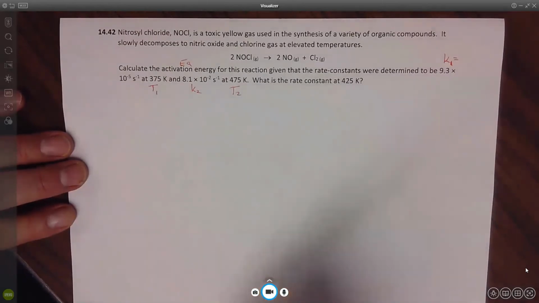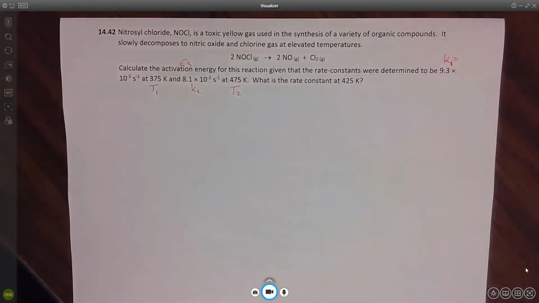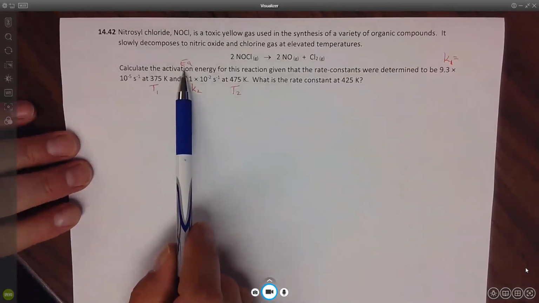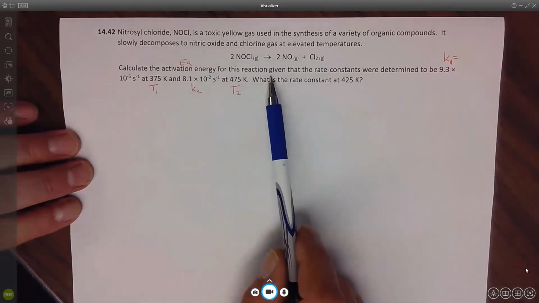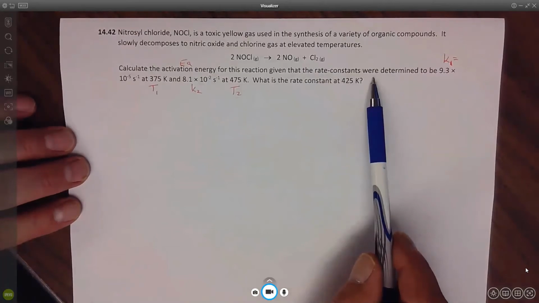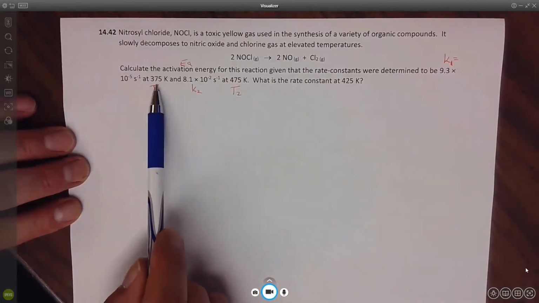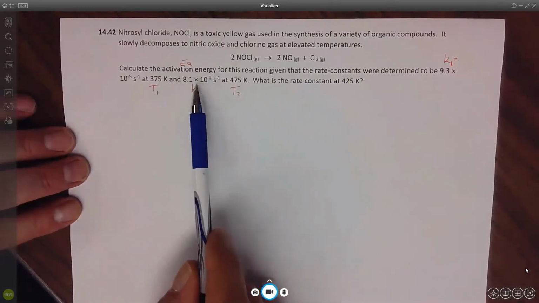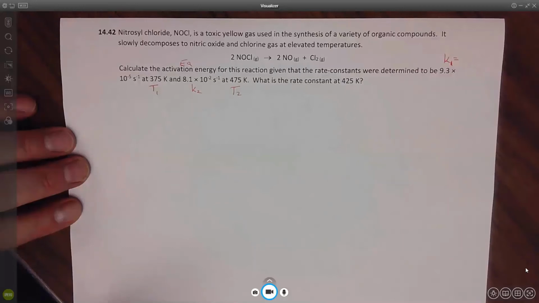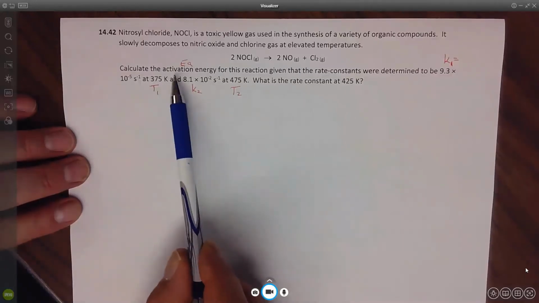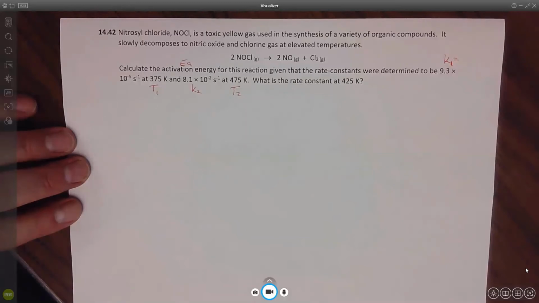We'll come to the second part later, okay? So it's asking us to calculate the activation energy for this reaction, given that the rate constants were determined, 6.3 times 10 to the negative 5 per second at 375 Kelvin, and 8.1 times 10 to the negative 2 per second at 475 Kelvin. So given that information, how am I going to determine the activation energy?